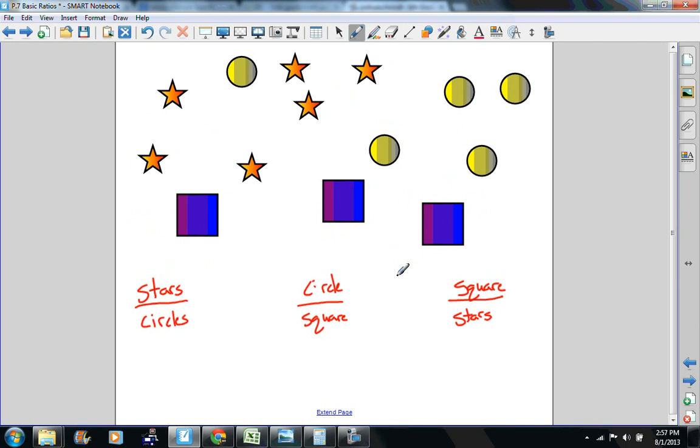Okay, and for a quick review to see if we understand the concept of ratios, I would like you to do these three and simplify them and see what you get. Stars is 6, and there are 5 circles, so 6 to 5. There are 5 circles and 3 squares, so that's 5 to 3. And square to star, that's 3 over 6, which simplifies to 1 over 2.